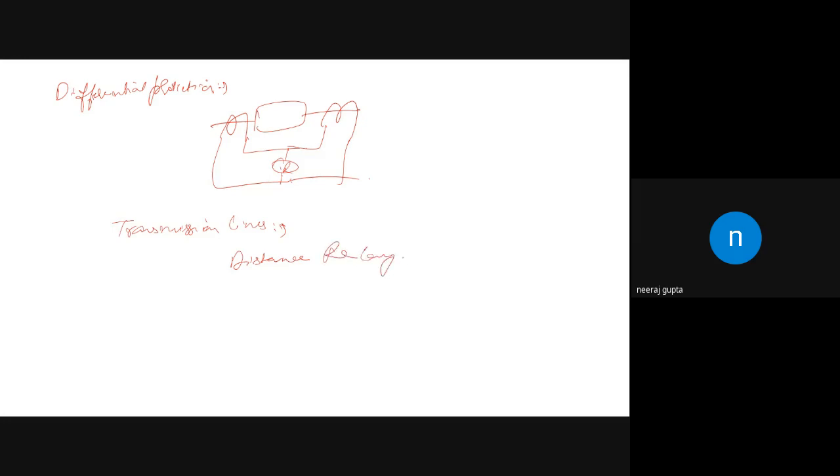So what is the distance relay? It compares the voltage and the current at the same end. Let us suppose that we have the transmission line. It will take the current from here and the voltage from here. So it compares the voltage and current at the same end and measures the impedance between the relay. That is, it will take V by I.